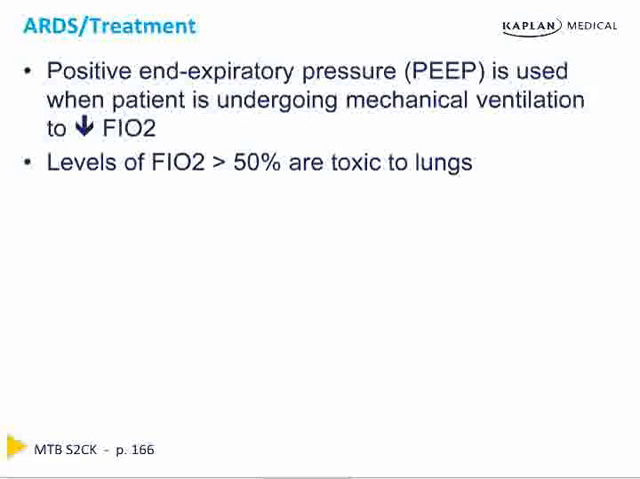Therefore, to decrease the use of high FiO2s, we can improve the patient's oxygenation through a different means, and that's through the use of positive end expiratory pressure, or PEEP. This works in a very similar manner to CPAP, which we described earlier in the lecture. Positive end expiratory pressure helps to keep the alveoli stented open throughout the respiratory cycle, hence improving oxygenation.